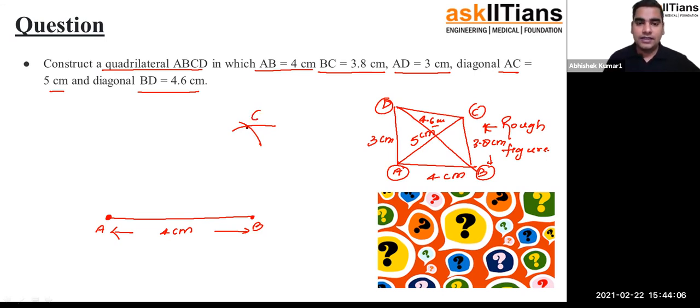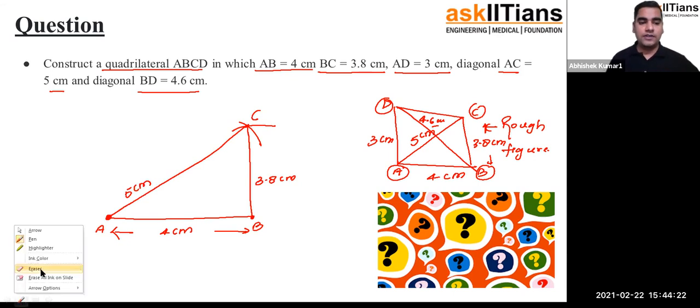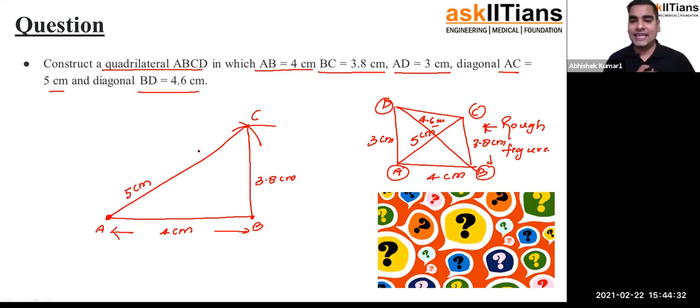After that, you can join C to B. So this BC is going to be equal to 3.8 centimeter. You can join A to C. So this AC is going to be equal to 5 centimeter. So you can observe here the formation of one of the triangles has taken place. Understood?